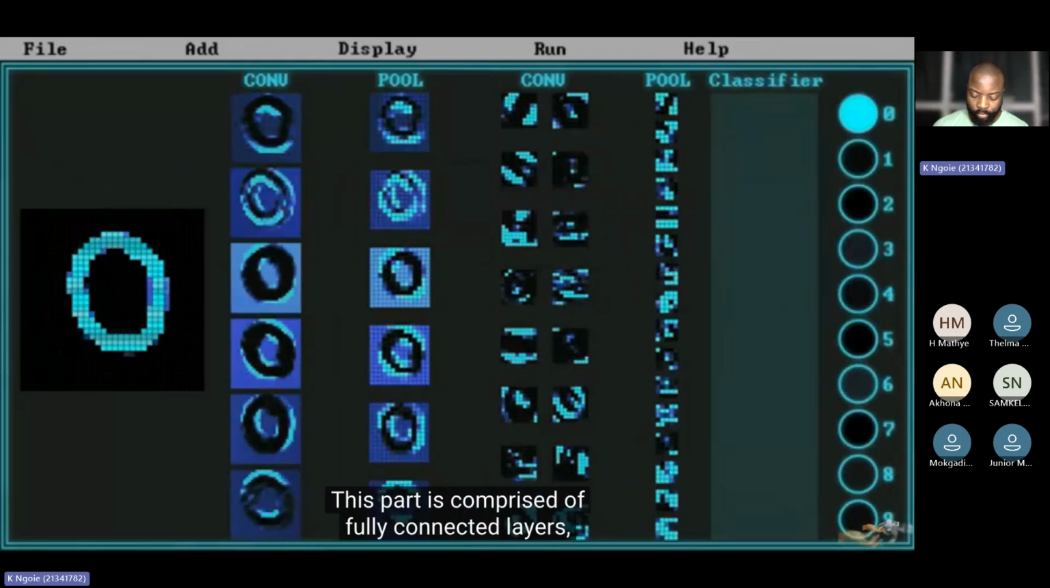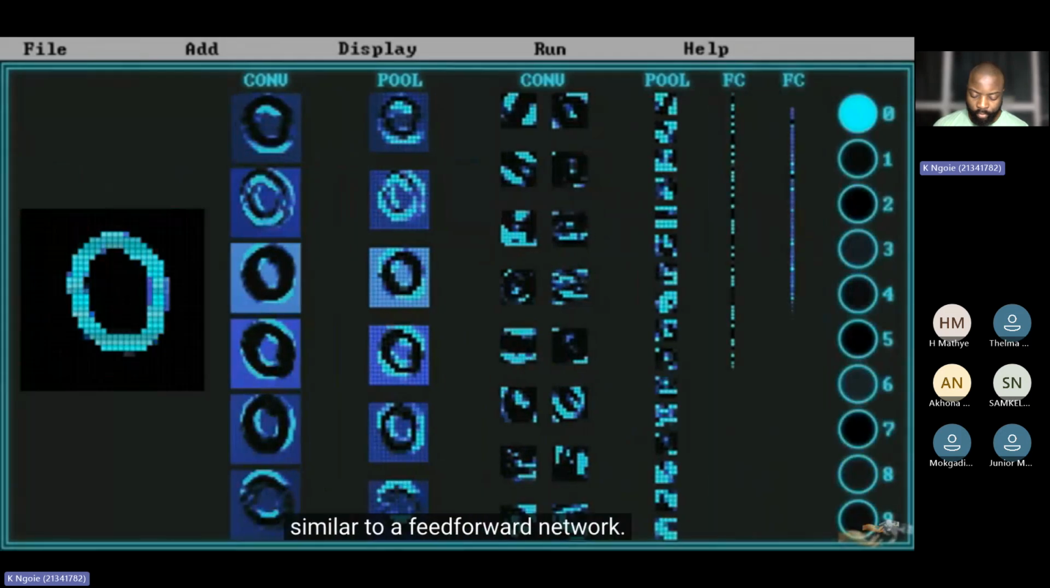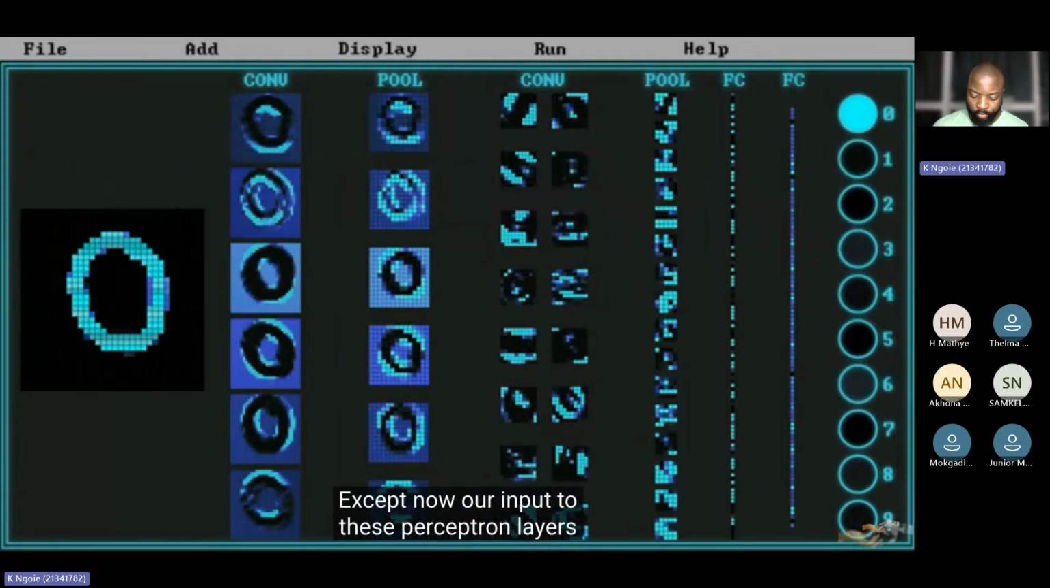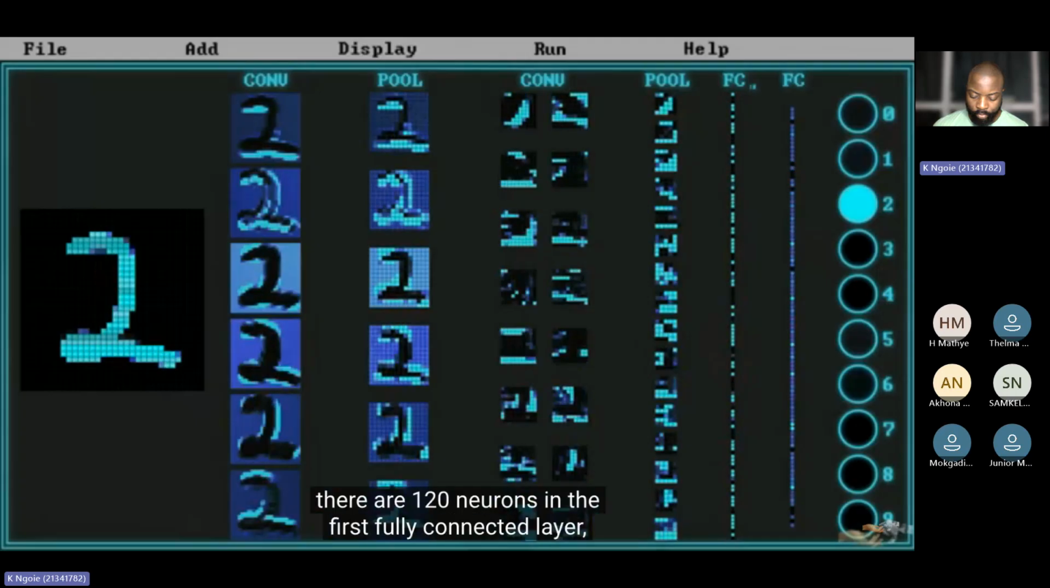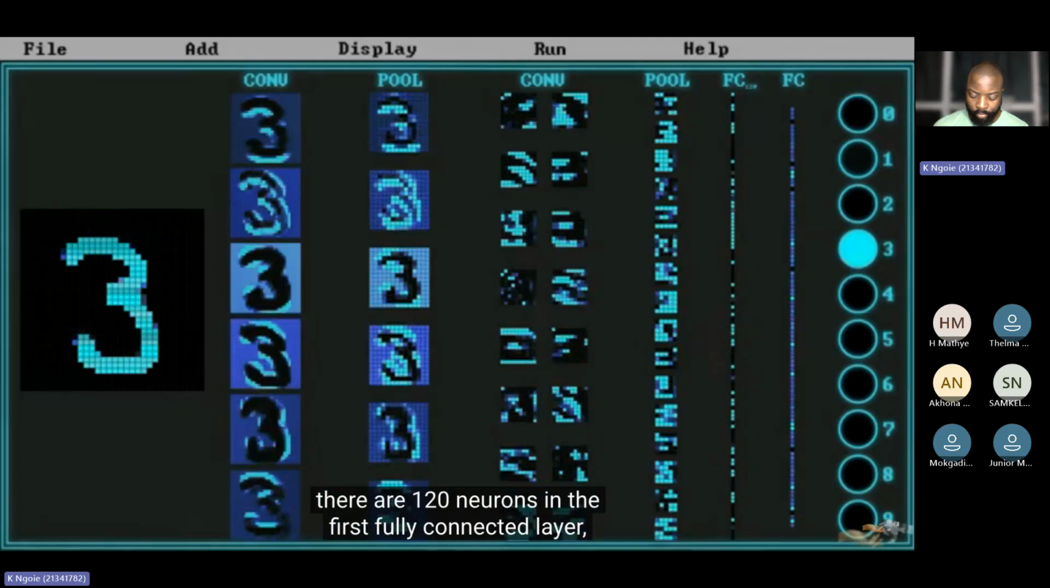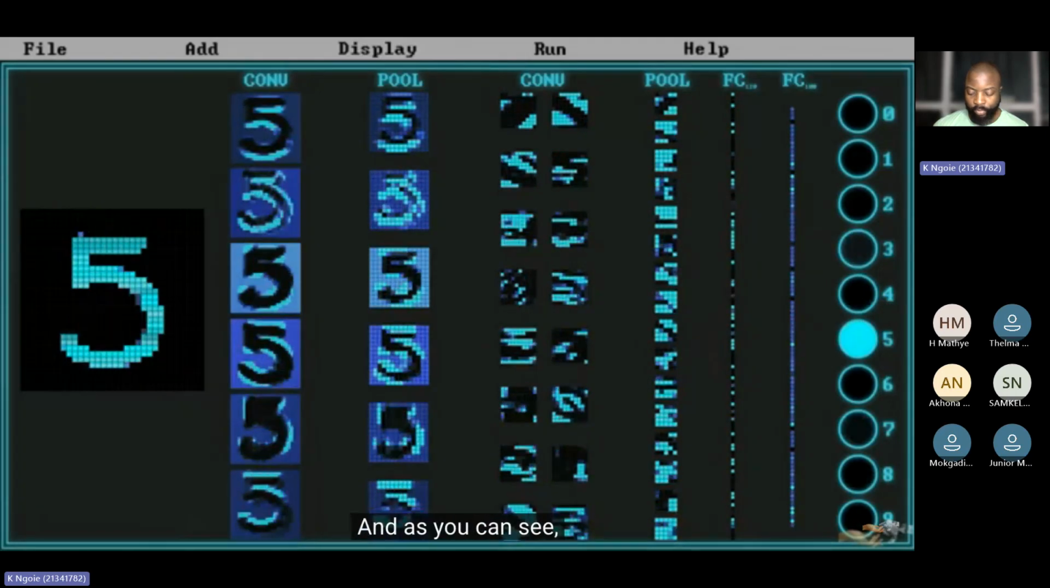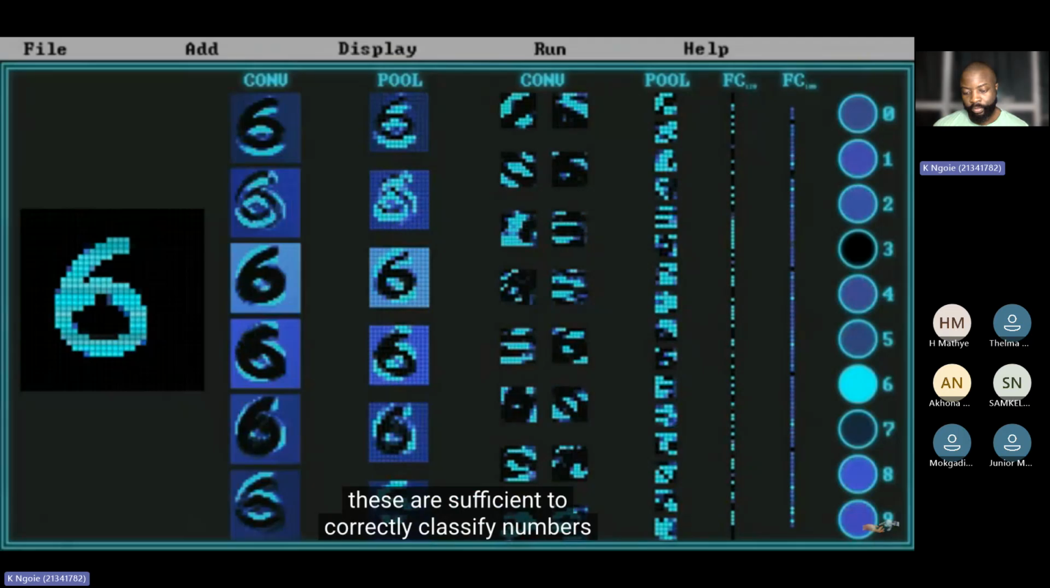This part is comprised of fully connected layers, similar to a feed-forward network, except now our input to these perceptron layers are the high-level extracted features from our input, rather than the raw input pixels. In this example's case, there are 120 neurons in the first fully connected layer, and 100 in the second, and as you can see, these are sufficient to correctly classify numbers with a high degree of accuracy.